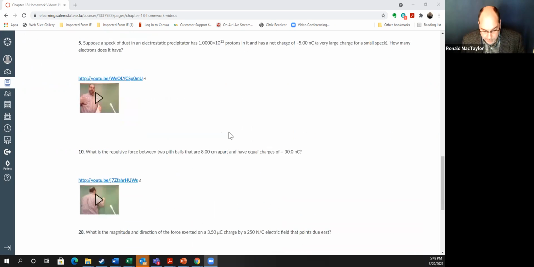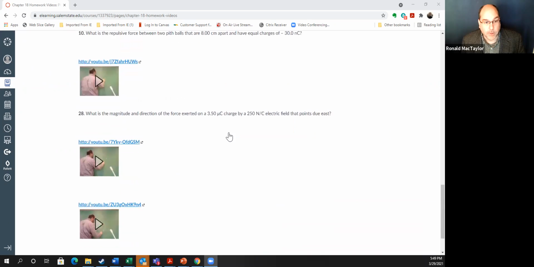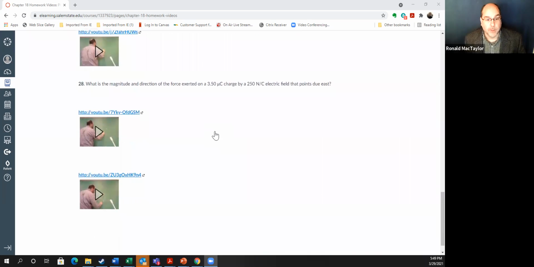Okay, so I see number 28 right now. We'll jump down there and then we'll see if there's anything else. So what is the magnitude and direction of the electric force exerted on a 3.5 microcoulomb charge in a 250 Newton per Coulomb electric field that points due east?